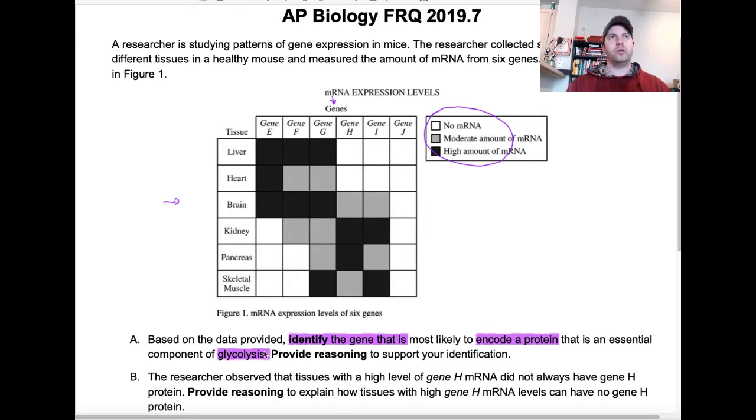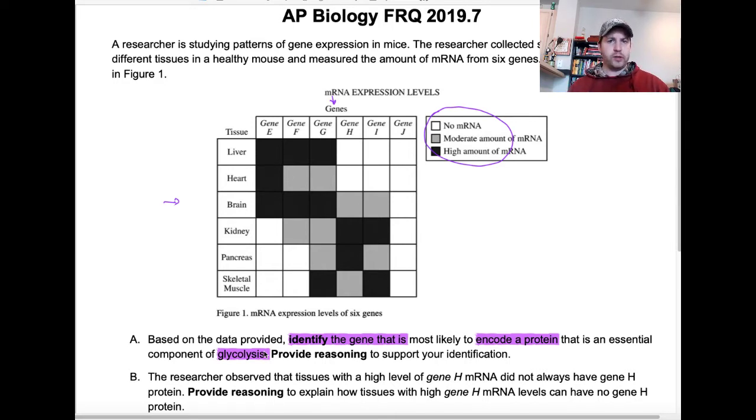What is glycolysis? Well, if we recall back to our cell energetics unit, we know that glycolysis is the first step of aerobic cellular respiration, or any cellular respiration for that matter. Now, why is glycolysis being singled out? Well, we should recall that all cells need to carry out glycolysis because it's going to eventually lead to the generation of ATP. So the citing of this particular process leads me to believe I'm looking for a gene that's actually expressed in all tissues, because all cells need to carry out glycolysis to produce ATP to carry out cell functions.